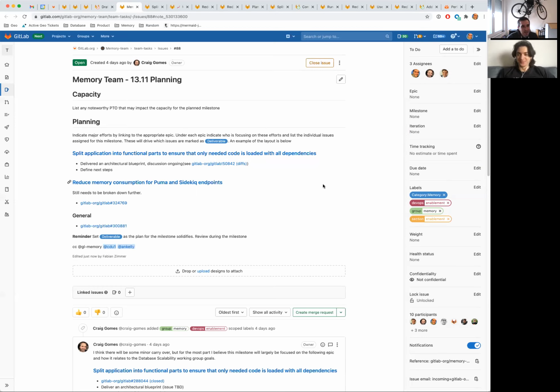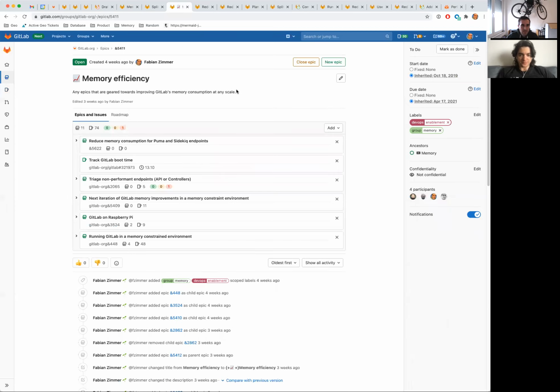Thank you. Super. And the other thing, and this is actually quite exciting, is the reduction of memory consumption for specific endpoints that we use. And just as a reminder, the memory team is really concerned about the memory efficiency of GitLab as a whole, both on the low end, so for very small deployments, but also at any scale.